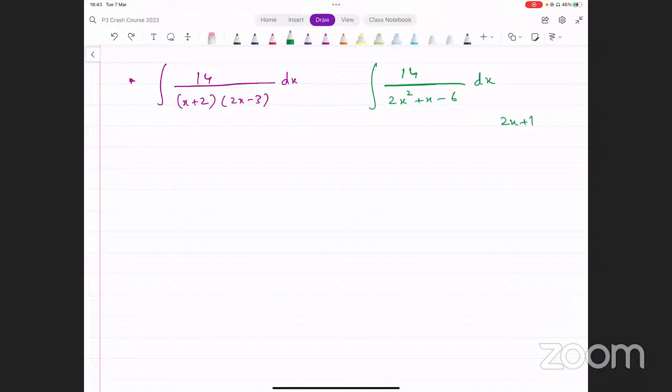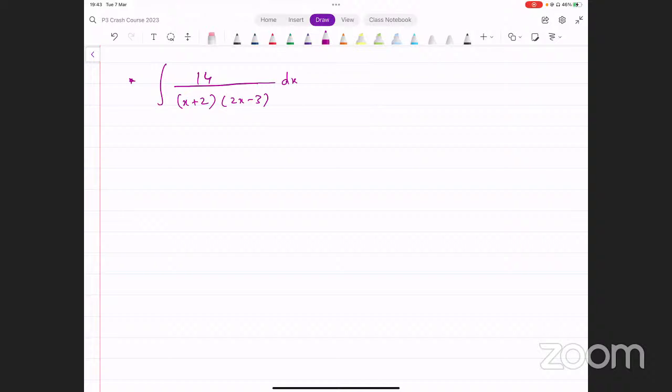What about tan inverse? It's not tan inverse form either. In tan inverse, you need x squared plus a constant. You can't have an x term in tan inverse. So both of those rules do not work. Both of the rules that you've done for fractions don't work on this. So what do we do in this case?